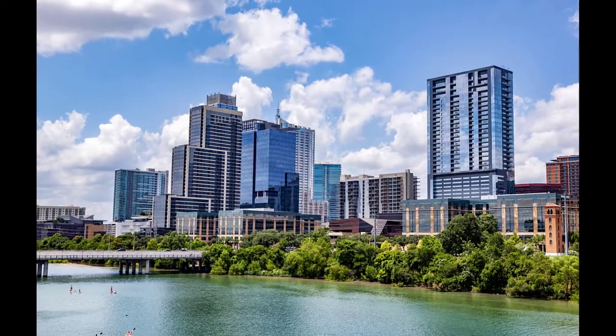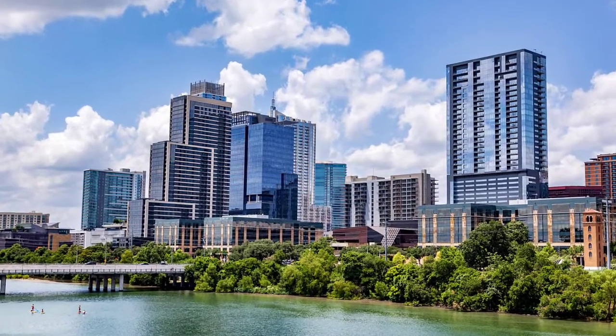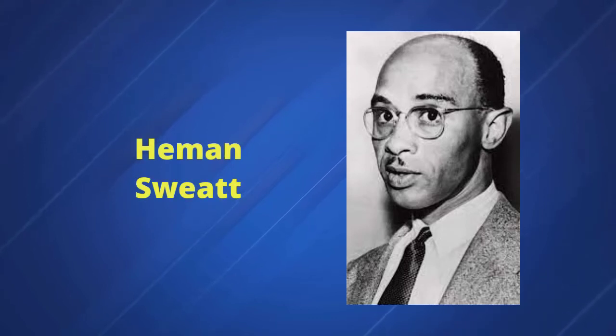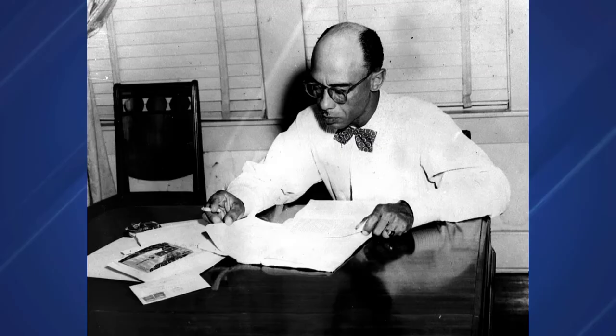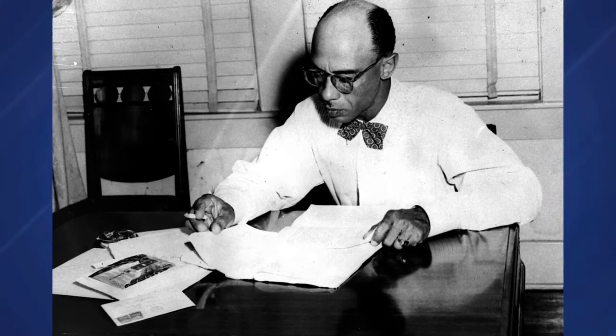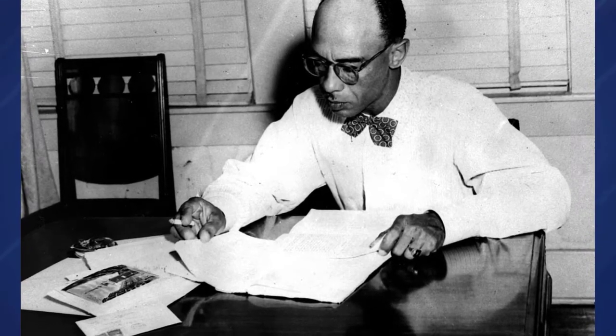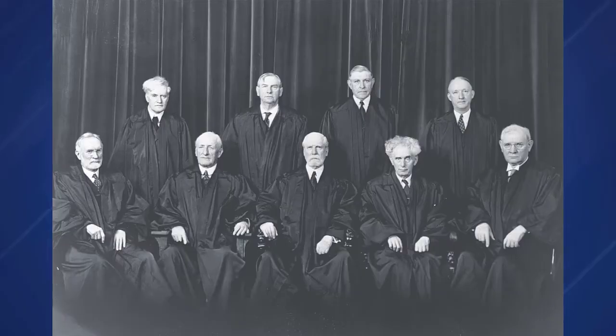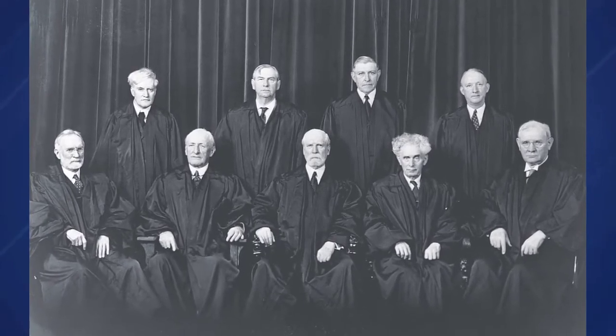For example, Texas created a new law school for black students in the city of Austin, near the University of Texas campus there. Heman Sweat was an African-American man who was qualified to attend the University of Texas Law School, but he was denied admission solely on account of his race. Texas did admit Sweat to the new law school for black students in Austin, but he refused to go. He filed a lawsuit claiming this violated the Equal Protection Clause. In a unanimous decision, the court agreed with him. They did not overturn Plessy.